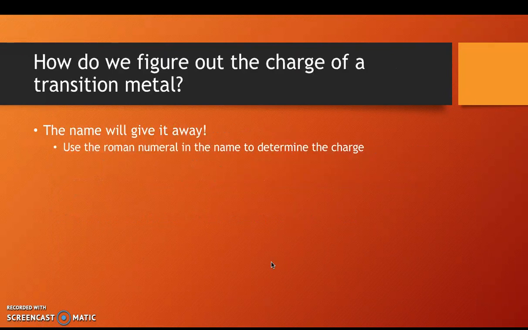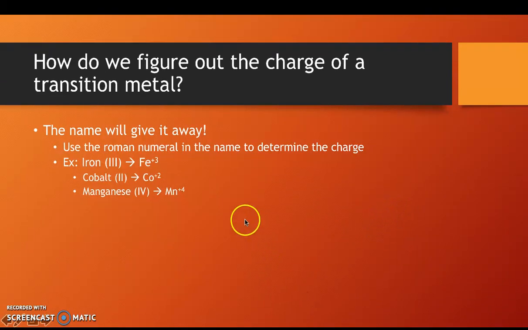How do we figure out the charge of a transition metal? When we're looking at the name of something, we can figure out which one of those charges we're dealing with by looking at the name. There will be a Roman numeral in the name to determine the charge. So if we have iron with the Roman numeral 3 next to it, that means we have iron +3. If we have cobalt with the Roman numeral 2, we have cobalt +2. If we have manganese with the Roman numeral 4, that means we have Mn +4.